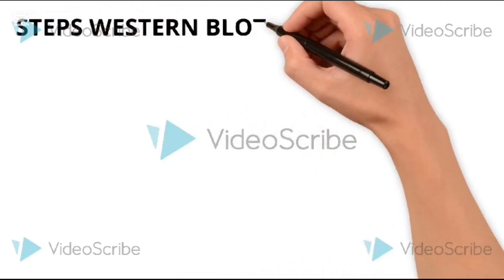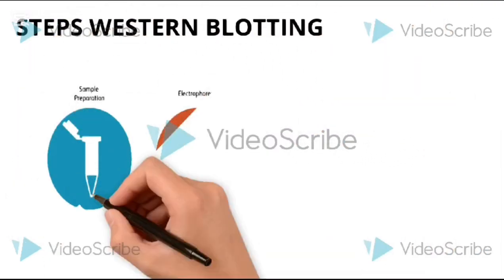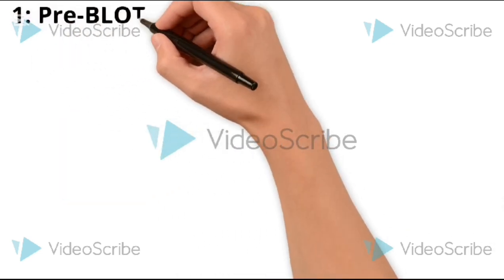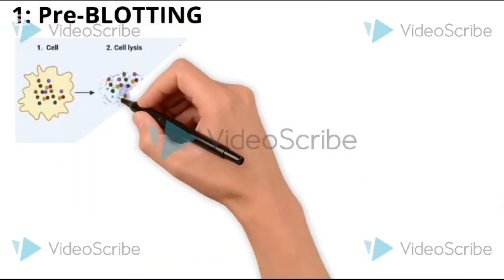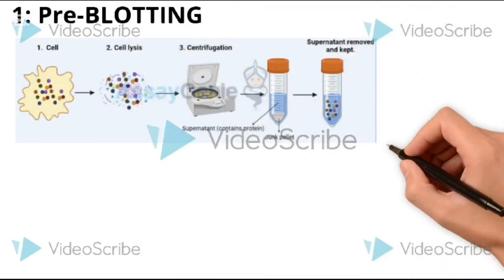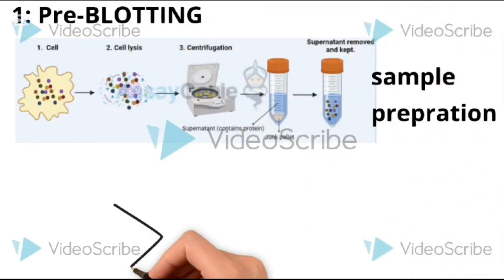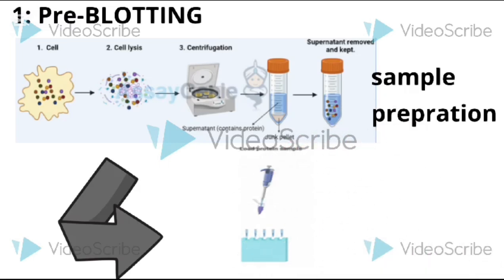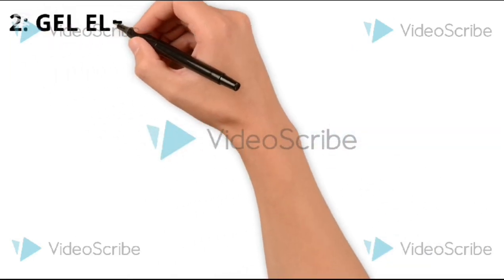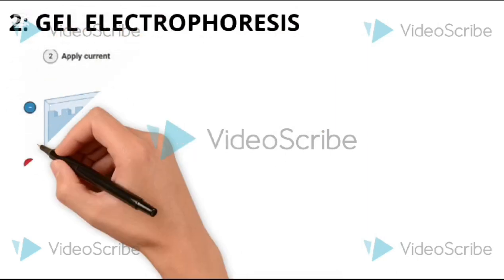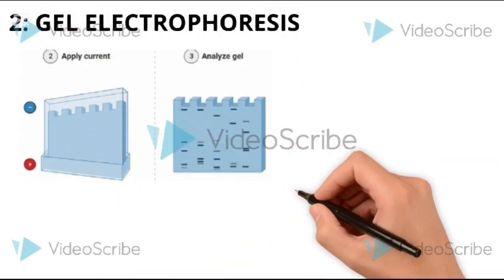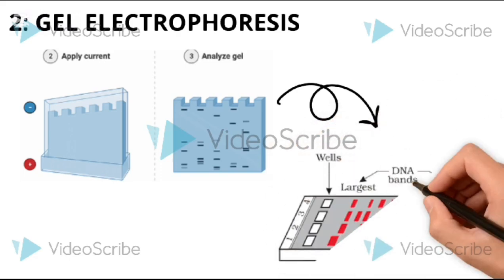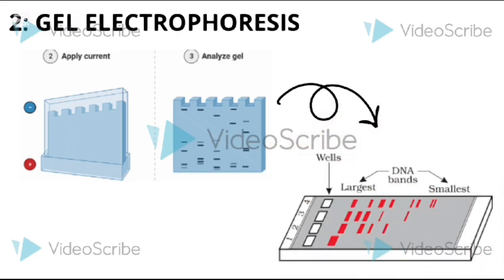Now we will discuss Western blotting in detail. The steps are pre-blotting, gel electrophoresis, blotting, and antibody incubation and detection. Pre-blotting: in this step, the sample is prepared, a specific protein is extracted by cell lysis and centrifugation, and its concentration is quantified, and the sample is ready to be loaded onto the polyacrylamide gel. The next step is gel electrophoresis, in which we apply current and the proteins start separating on the basis of their relative molecular size.